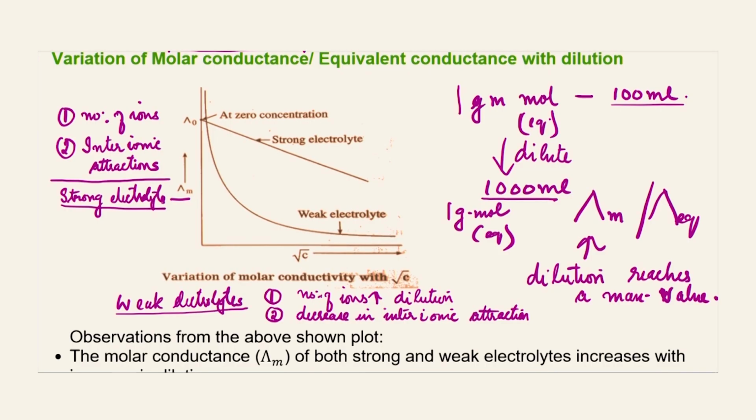In the case of dilution, what happens is, in a strong electrolyte a positively charged ion surely will be surrounded by negatively charged ions.